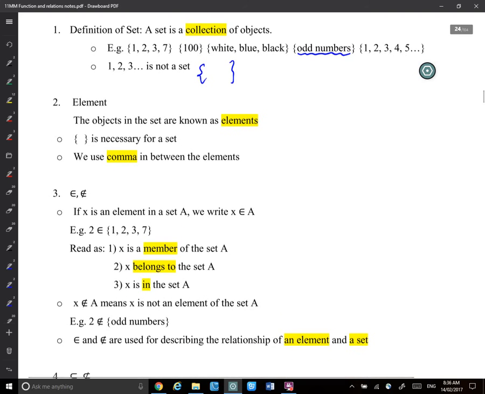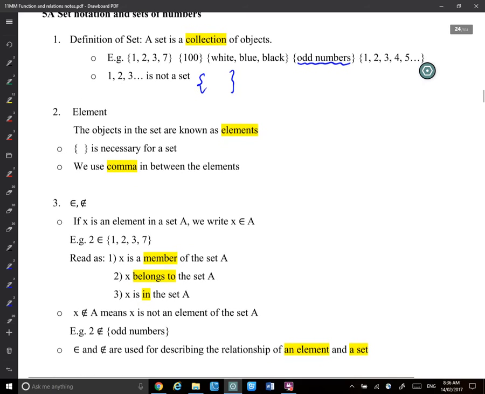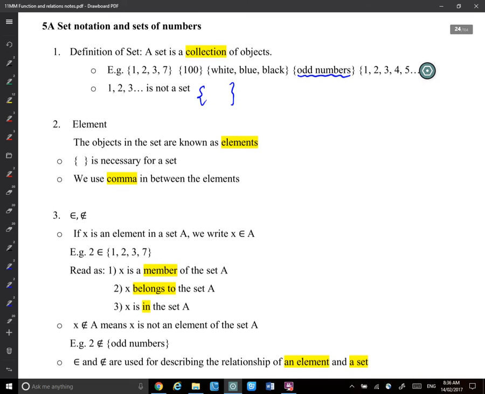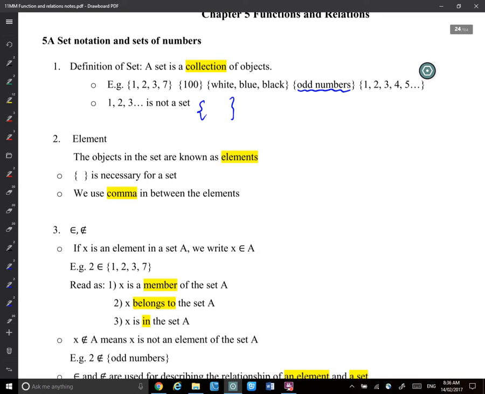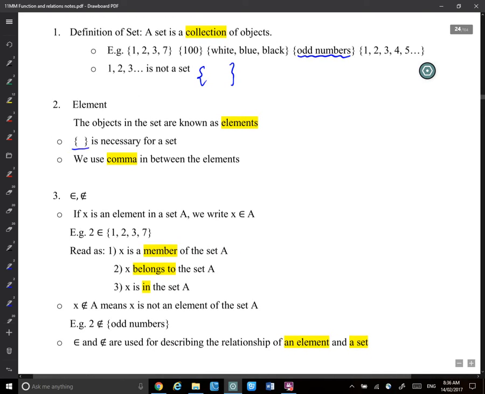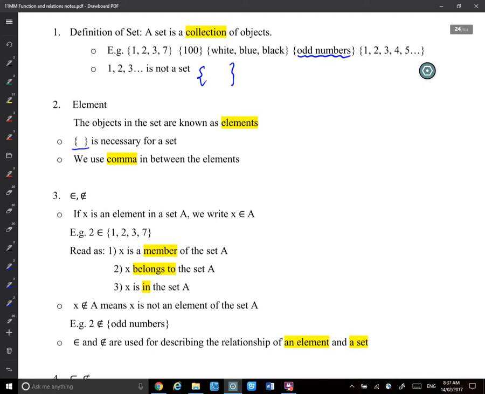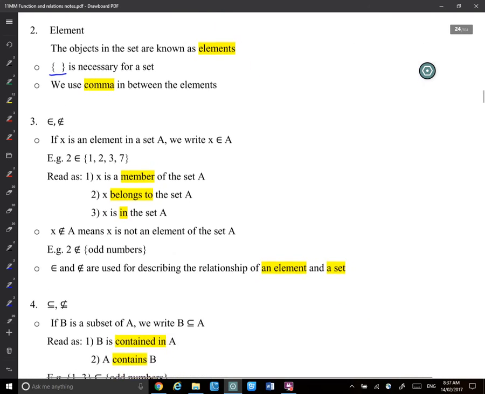So next one is element. So what is an element? Basically, the objects in the set are known as elements. Everything you write inside is an element. For the first set, I have 1, 2, 3, 7. There are 4 elements in the set. For the odd numbers, I have all the odd numbers, which is infinitely many elements in the set. The curly bracket is necessary for a set. If you don't have the curly bracket, it's not a set. We use commas in between all the elements.